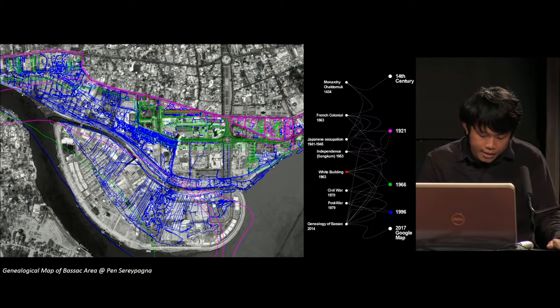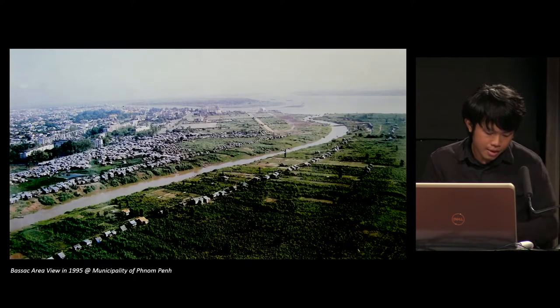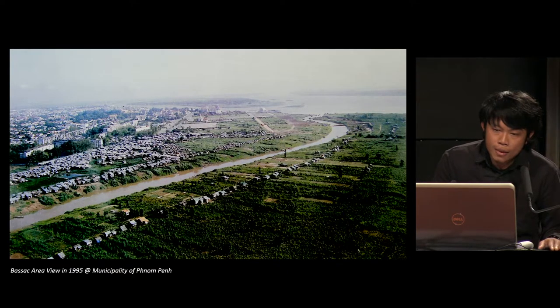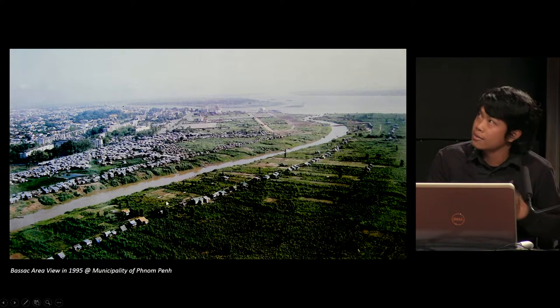In 1975, the Khmer Rouge entered Phnom Penh and began to rewrite the urban landscape of the city by emptying its population, including the white building, ruining its physical fabric and destroying its social fabric. This shows the whole Bassac riverfront area after the war. You can see the white building is here, and the whole area is kind of a squatter.